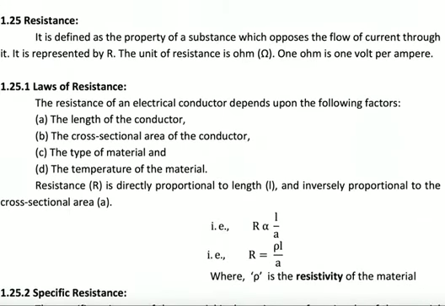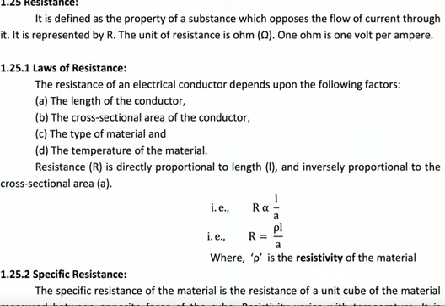A resistance is defined as the property of a substance which opposes the flow of current through it. The unit of resistance is ohm. So, 1 ohm is 1 volt per ampere. Resistance equals V upon I. That's why the unit is volt upon ampere. 1 volt upon 1 ampere is 1 ohm.